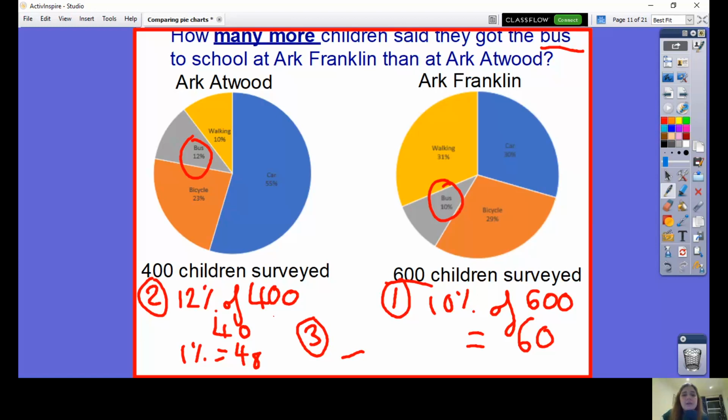Now I want to know how many more. Remember, that's your final step, which is going to be subtracting. 60 subtract 48. The final answer that you get then should be equal to 12. Hopefully you can see how I had to first find 10% of 600, 12% of 400, before I could find out how many more.